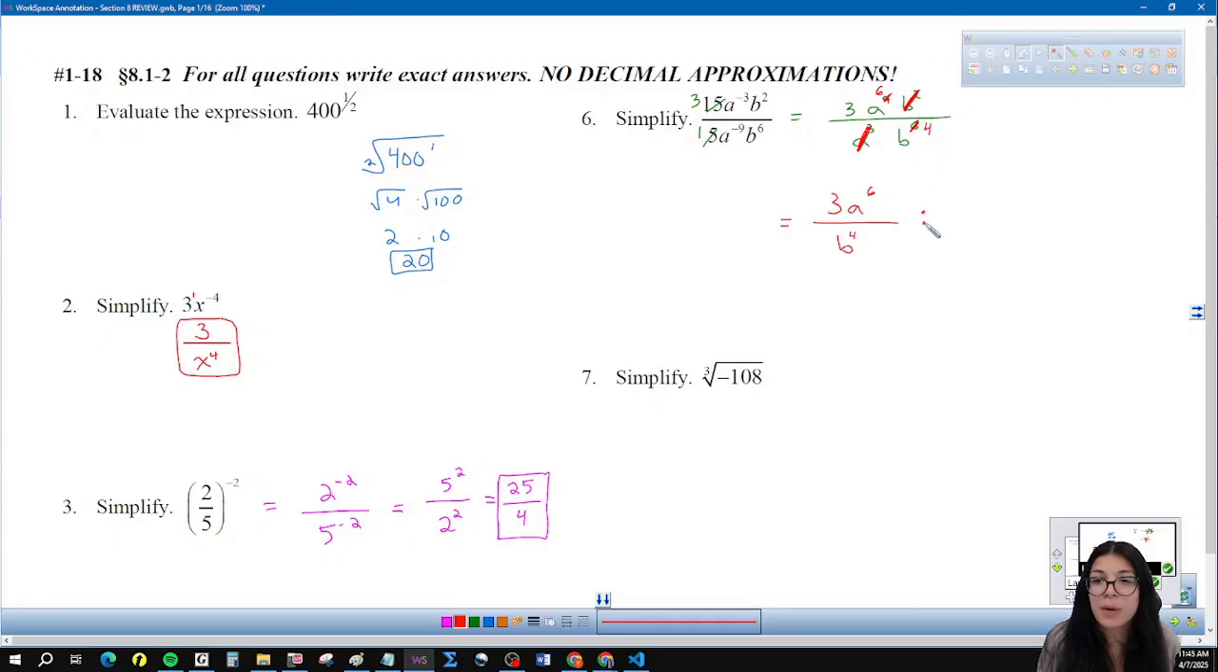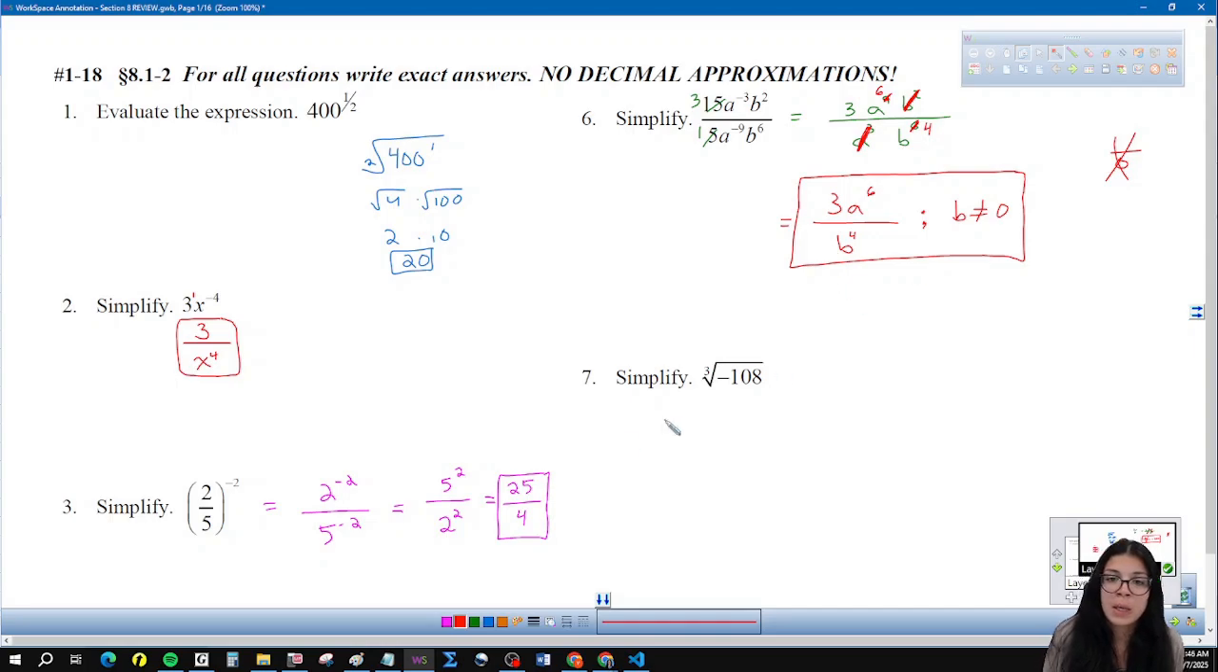Now, since there is a variable in the denominator, it's a good idea to write that b cannot equal 0. This is because when I have a variable in the denominator, division by 0 is not allowed in math, so any value that will make the variable in the denominator 0 is not allowable and is excluded. Okay? All right, move right along to number 7.